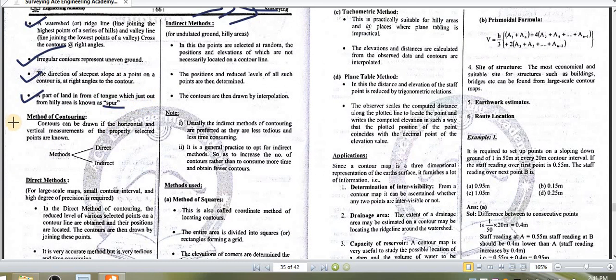Okay, now there are various methods available for doing contouring. The most common methods are the direct method and the indirect method. Mostly in the field, the direct method is not adopted. The indirect method is mostly adopted because the direct method is very time consuming, though it is accurate. So generally the indirect method is adopted.